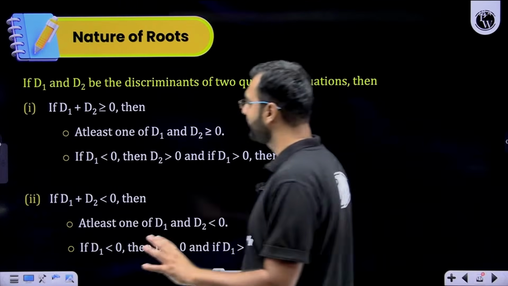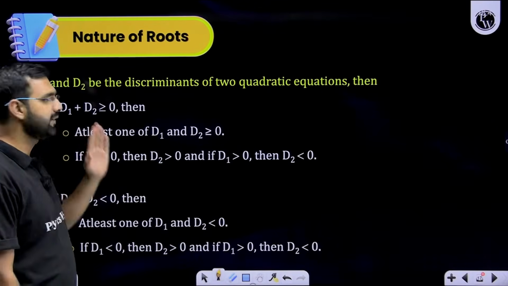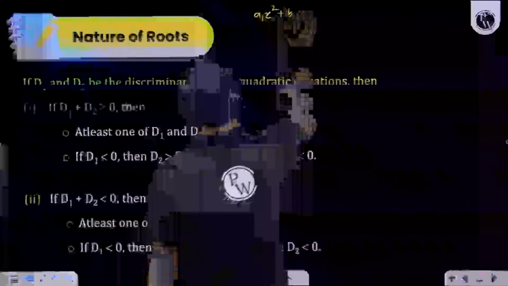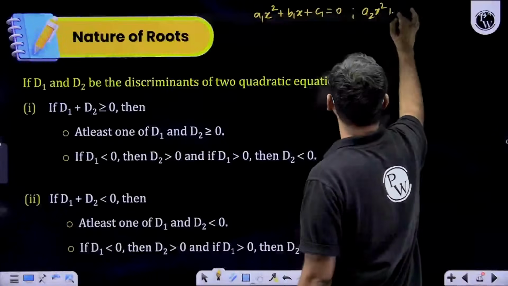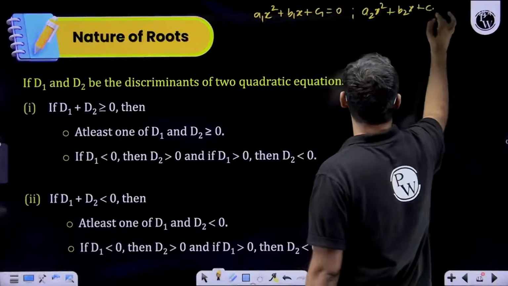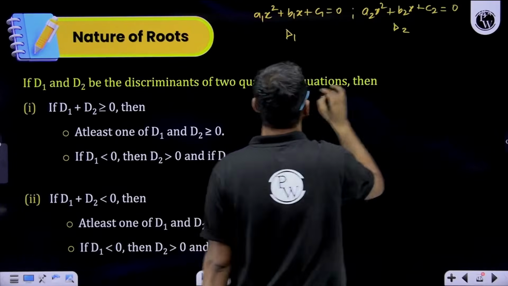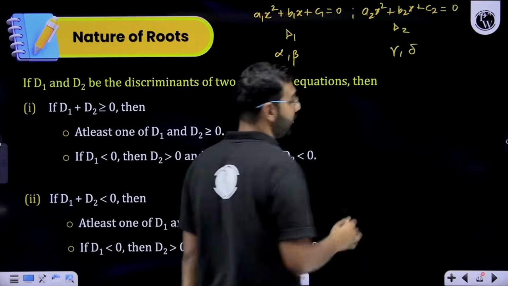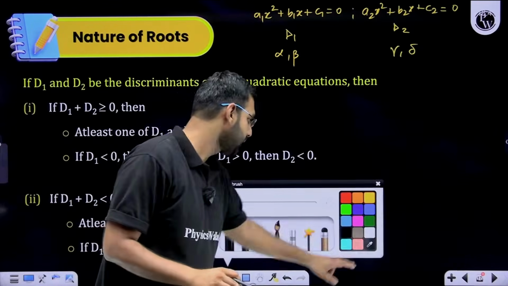I hope you do remember. Let's say there are two quadratics. And those quadratics have their discriminants as d1 and d2. Let's say first quadratic is a1x square plus b1x plus c1. The second quadratic is a2x square plus b2x plus c2. Of course, let's say this has the discriminant as d1, this has the discriminant as d2. This quadratic has roots, let's say alpha and beta, this has roots gamma and delta. I'm not saying alpha and beta are real, imaginary, or whatever, but I'm saying that these are the four roots of these two equations. Now pay attention to this part.